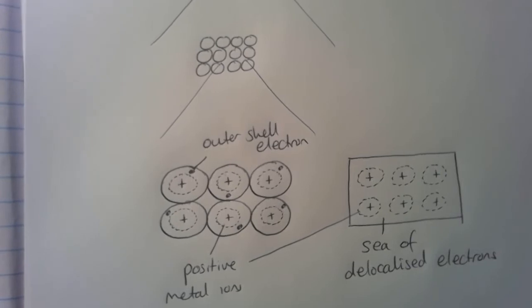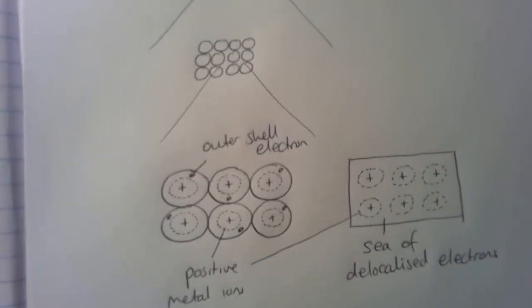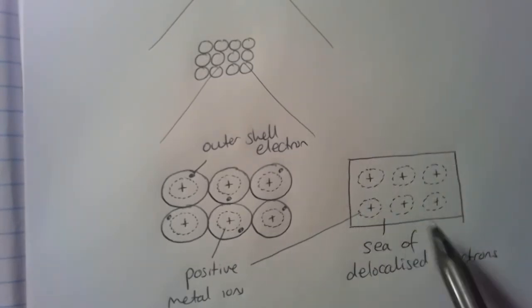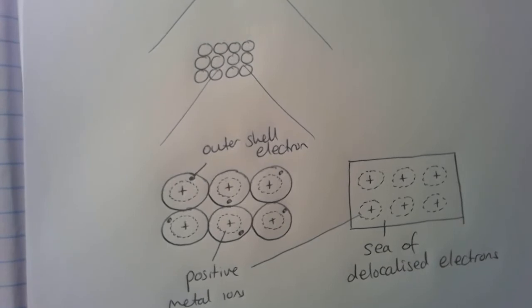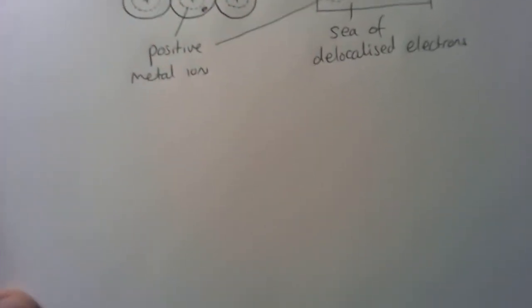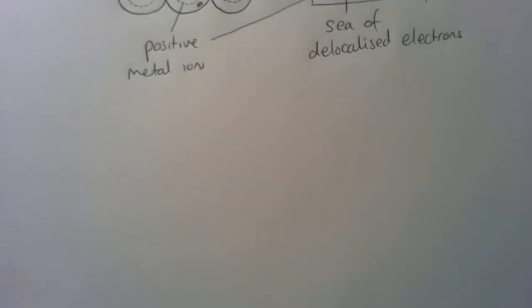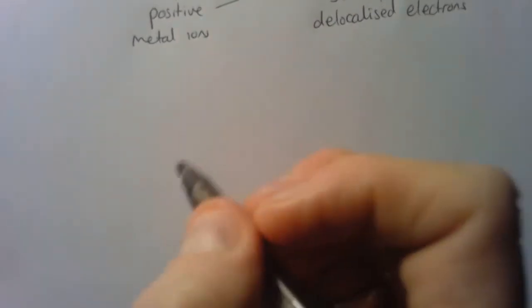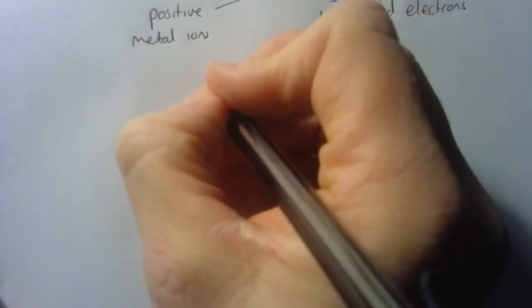So why is this important? Well, if we think about the structure of a metal as being positive metal ions in a sea of delocalized electrons, it allows us to explain 2 things about metals: its electrical conductivity and conductivity of heat, and the relatively high melting points that metals have. So let's write down our structure again.